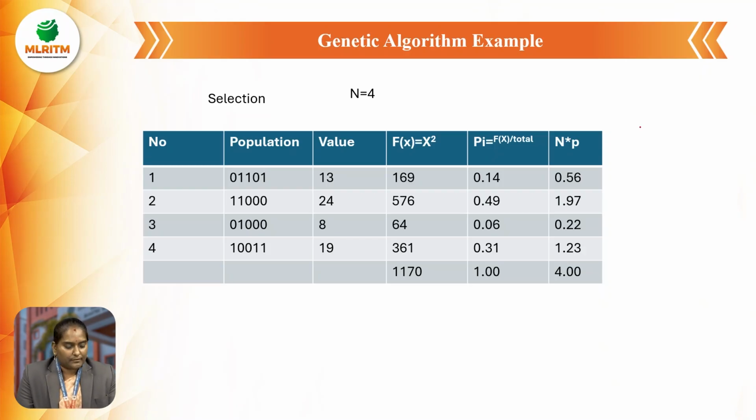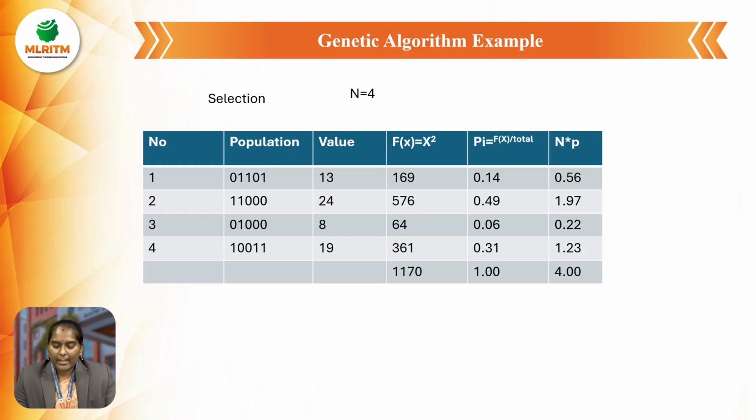So first we consider 13, 24, 8 and 19. The binary value of 13 is 01101, 24 is 11000, 8 is 01000, and 19 is 10011. So we consider these values for the maximum value, f of x equal to x square. Here the x value is 13, so 13 times 13 is 169. Likewise 24 gives 576, 8 gives 64, 19 gives 361. And then we have to calculate the Pi value.